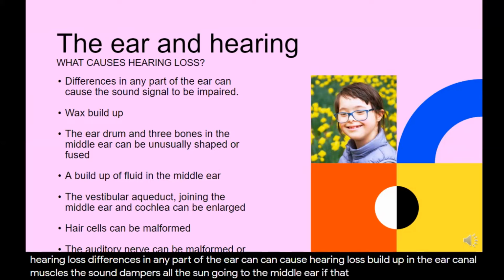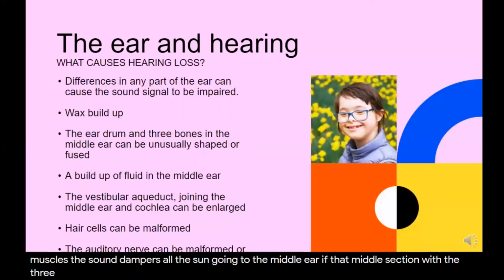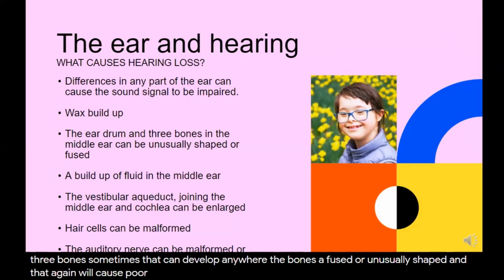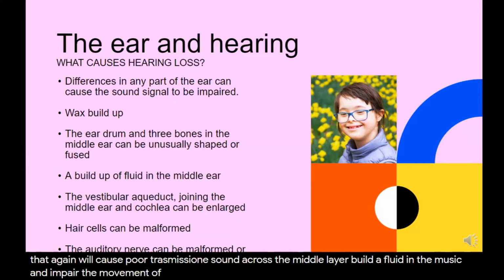If that middle section with the 3 bones, sometimes that can develop in a way where the bones are fused or unusually shaped, and that again will cause poorer transmission of sound across the middle ear. And a buildup of fluid in the middle ear can impair the movement of the bones of the middle ear.